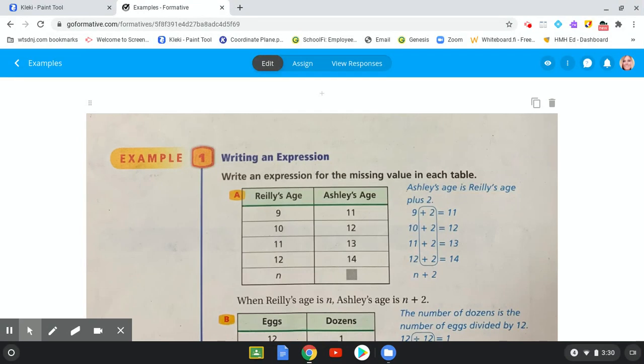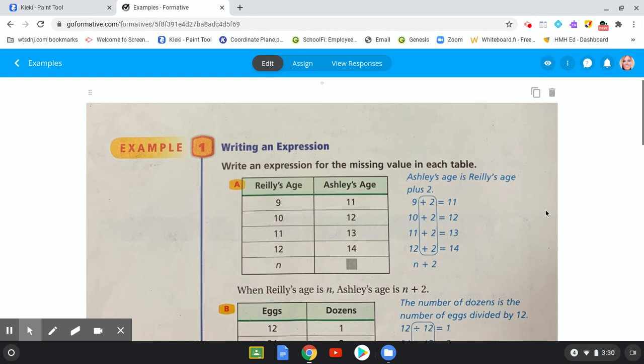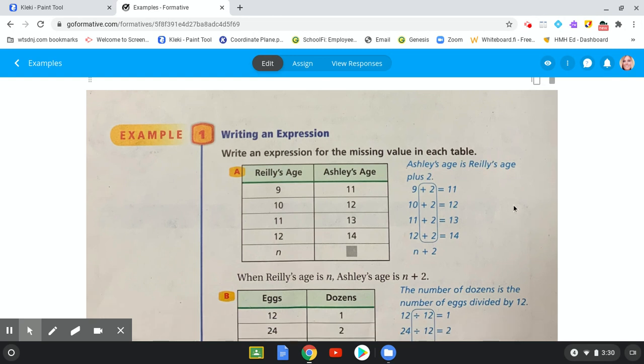We are going to be reviewing translating between tables and expressions. And you can see I have an example here. It says writing an expression. We have Riley's age, and then we also have Ashley's age. So we have to end up figuring out what the expression is between Riley's age and Ashley's age.